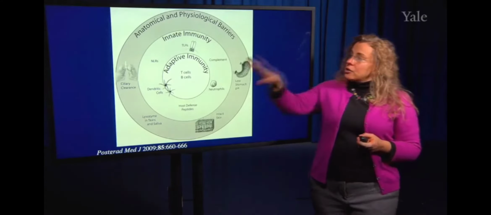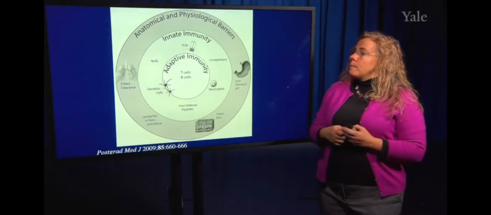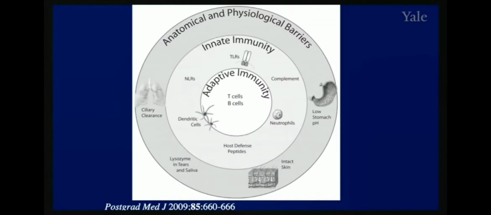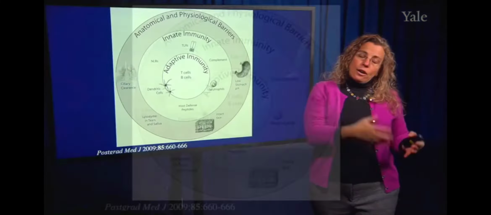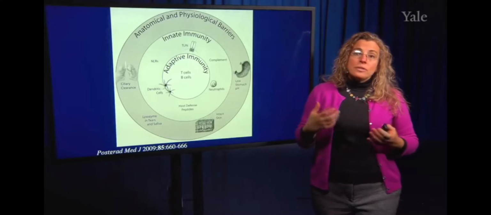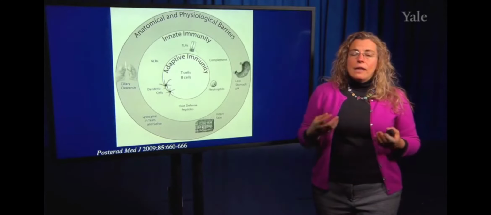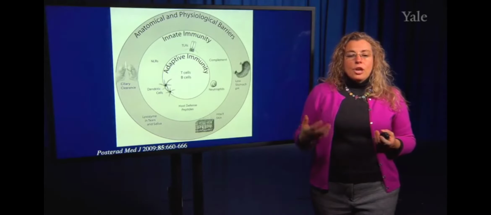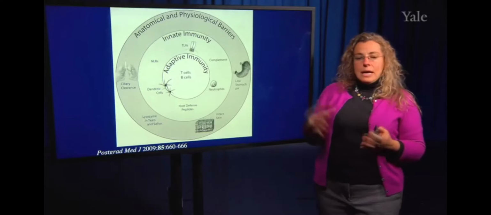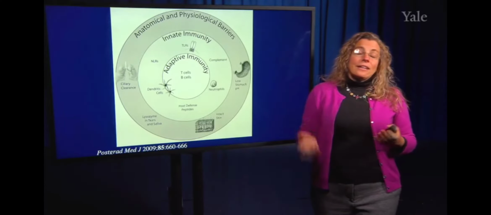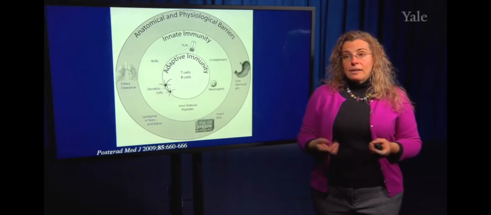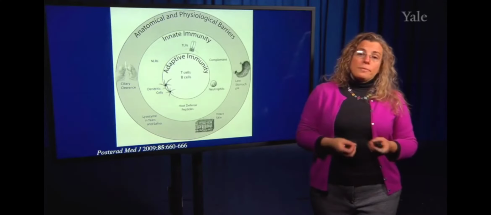Here's a picture that shows how our body deals with a foreign invasion. We start, on the outer wall here, with anatomical and physical barriers. Actually, they occur before your immune system kicks in, and they're a major line of defense. So you have low stomach pH. That acid can kill a lot of things that get into your stomach. Not everything, but most pathogens.